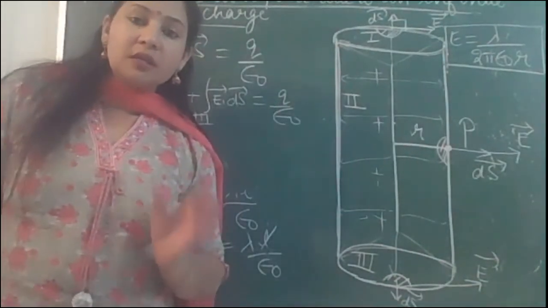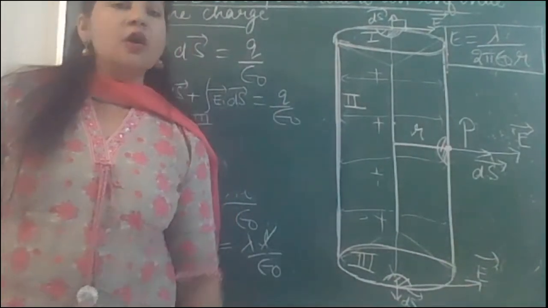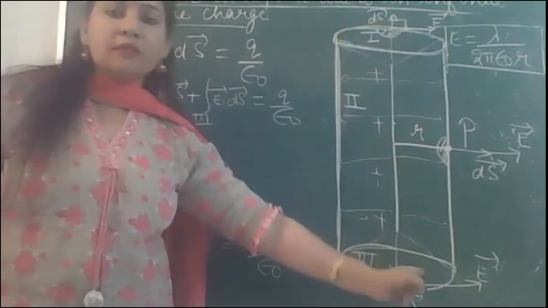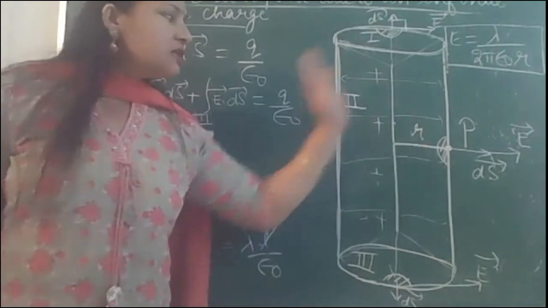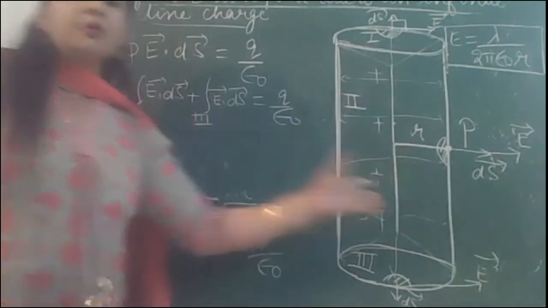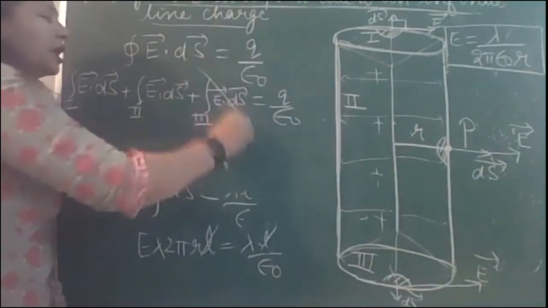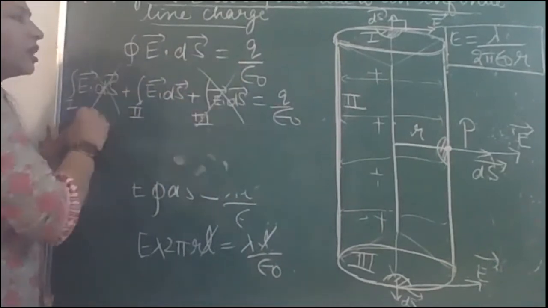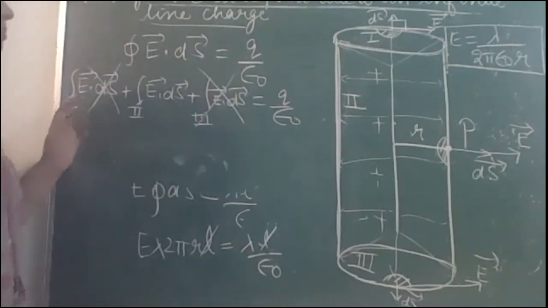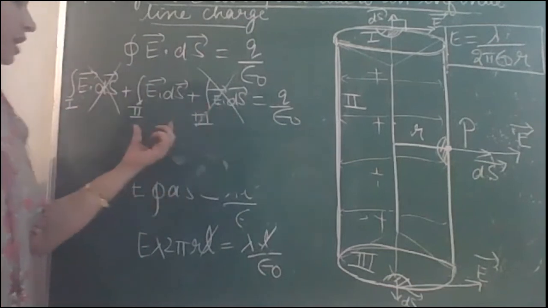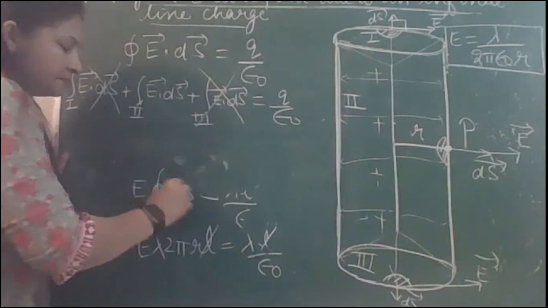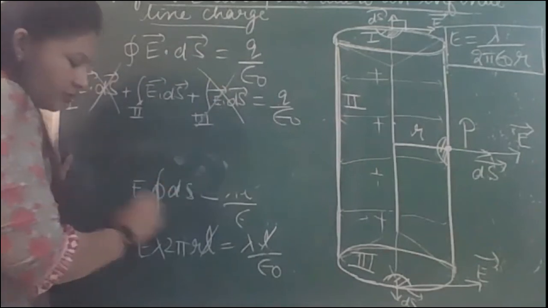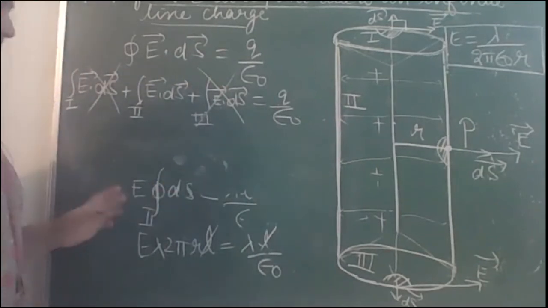So what is the flux? E ds cos 90, that is zero. So we see that the top and bottom surfaces don't contribute towards the flux. Only this portion contributes towards flux. So we nullify the flux contributed by the first and third surfaces. We are left with only the second surface that we are dealing with further. So this is the flux over only the second surface.